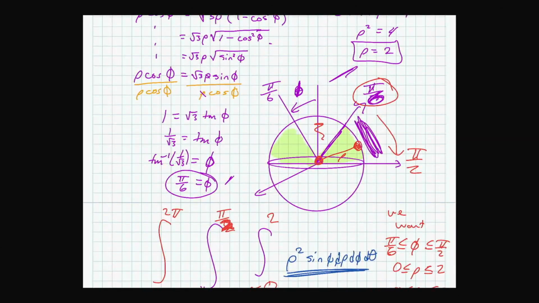And I don't think this cone thing actually appeared in the homework. That was from the textbook. So I think your homework questions are actually easier than the textbook questions in this section.